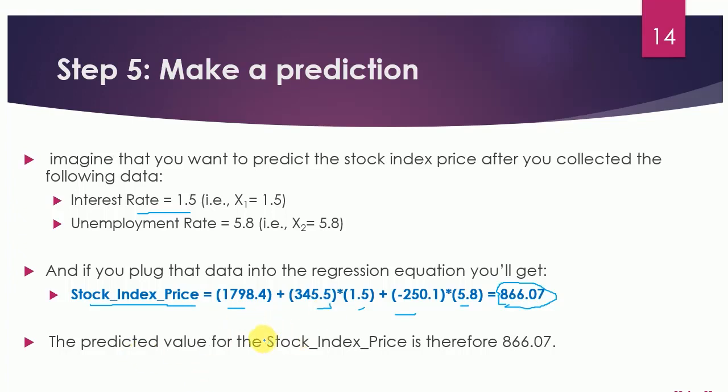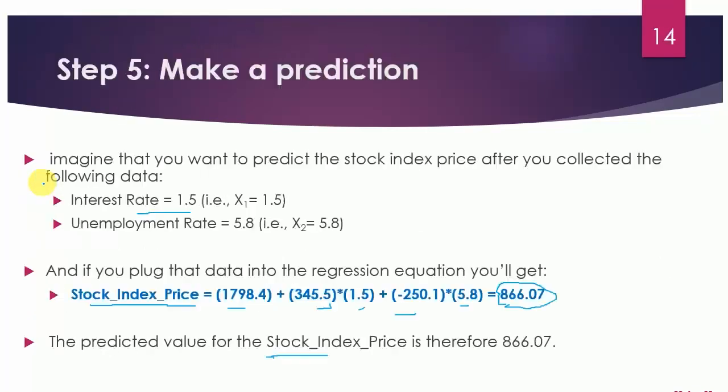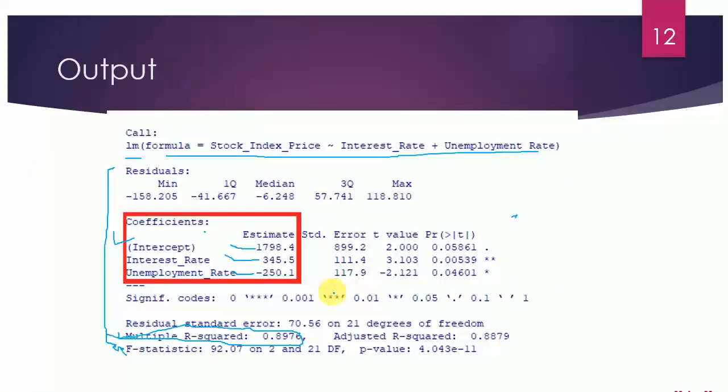to predict the stock index price, and that also will be adjusted R square. It reflects the fit of the model. If it is higher, then it indicates a better fit. See here the adjusted R square is 0.88, so it's a good fit, 88%. It's a very good fit.